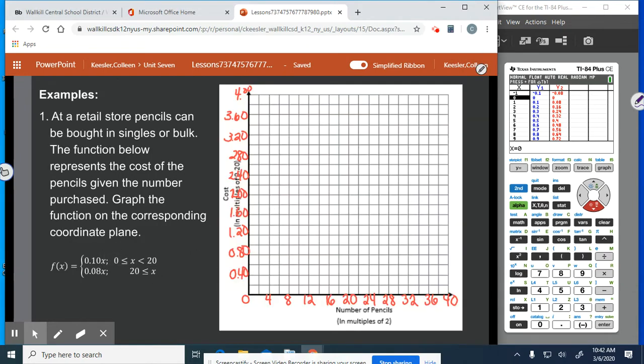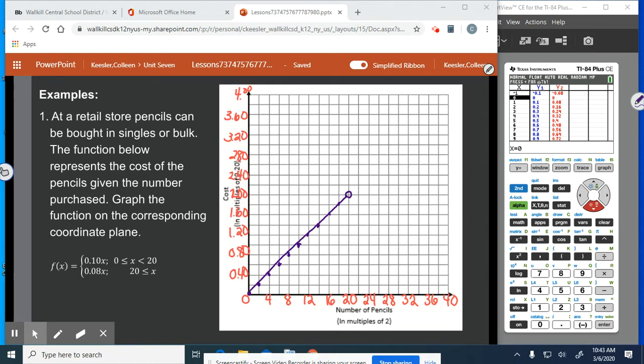So starting at 0, we have 0 and 0, obviously. Then we can jump to 2 and do 20 cents. Then 4 would be 40 cents. 6 would be 60 cents, and so on until we get to 20, where we need an open circle because that's when we jump to the next price value. And we could draw our line through those points. So that's the first part of the equation, the 10 cents x part.